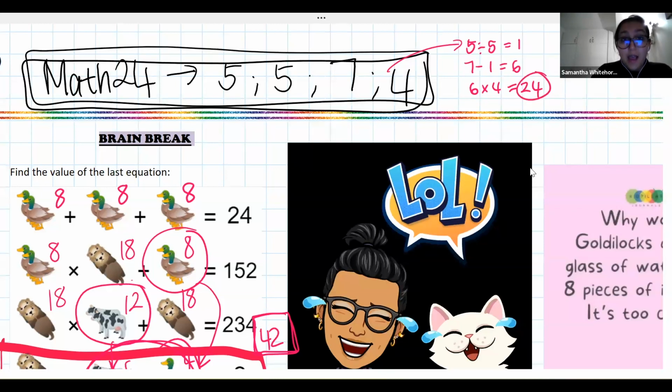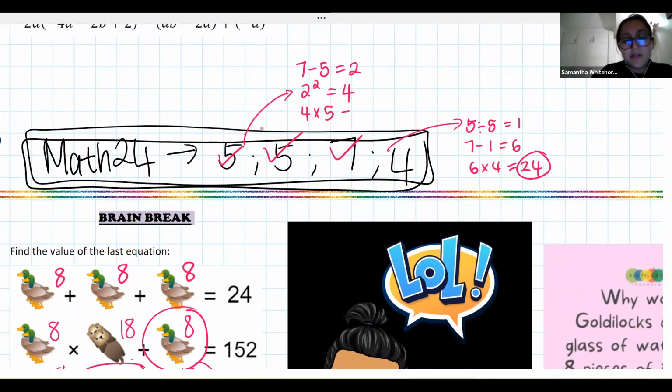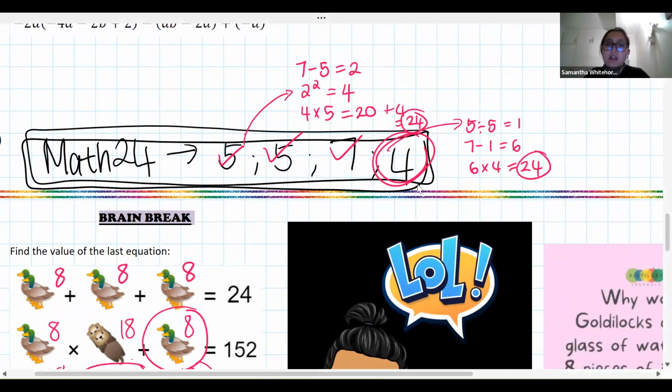So excellent. I made some weird choices in life, and so what I did was I said 7 minus 5 gives me 2. 2 squared gives me 4. So I've used the 7 and the 5. Then I said 4 times my second 5, which is 20. And then I added the last 4 to give me 24. So I made some weird choices in life, but we all ended up getting to 24. So pat on the back for all of us. Well done for getting that Maths 24, guys. I'll be honest, I sat and struggled for a while. So well done, you.